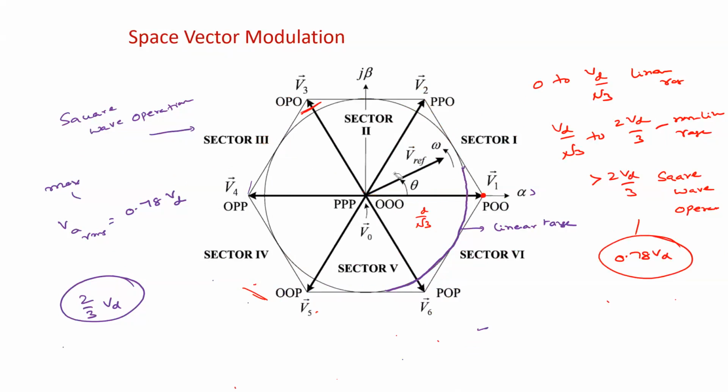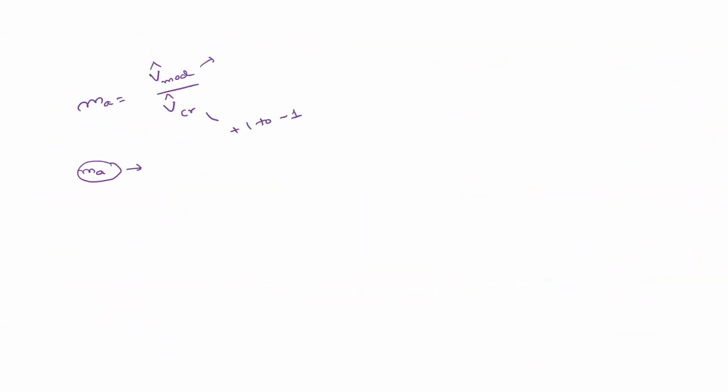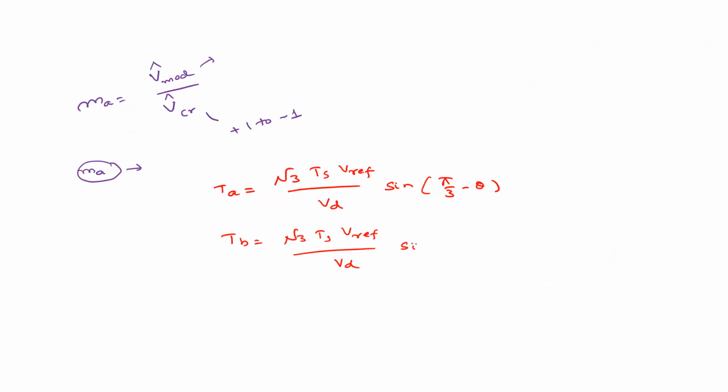So now the question is, how to define this modulation, how to define this MA? We already calculated TA. What is the TA value? It is root 3 VD TS... TA is root 3 TS V reference by VD sine pi by 3 minus theta, and TB is root 3 TS V reference by VD sine theta.